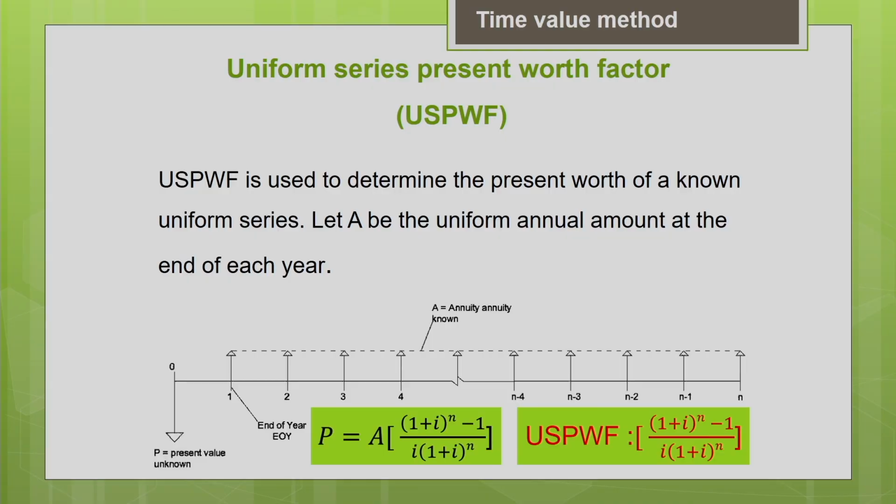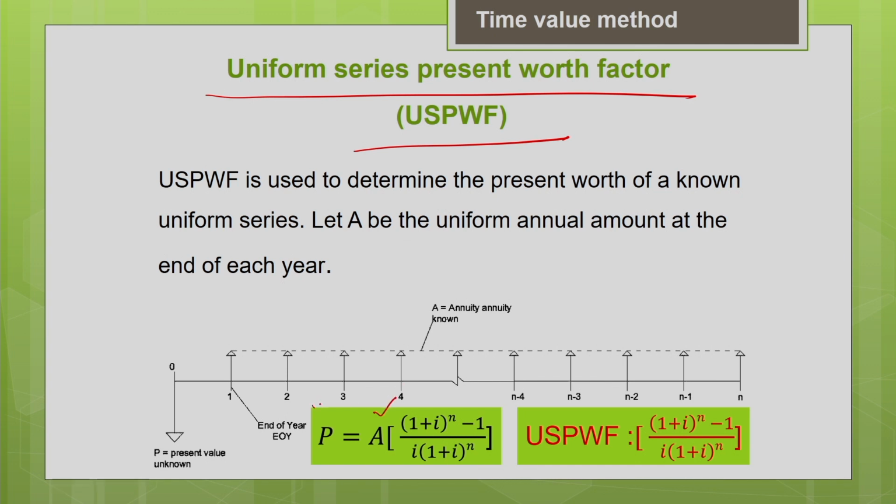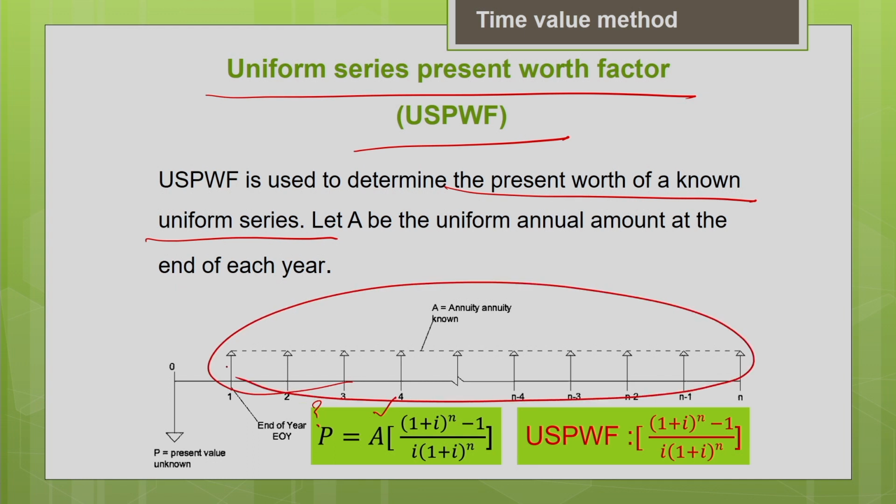So another important factor which we are going to discuss now is your uniform series present worth factor. It is the inverse of what we discussed earlier. There, A is unknown and P is known. Here, A is known and P is unknown. By just transposing the equation you can find this uniform series present worth factor. It is used to determine the present worth of a known uniform series. So if the series of cash flows is known, I can determine its present value from this compounding factor.